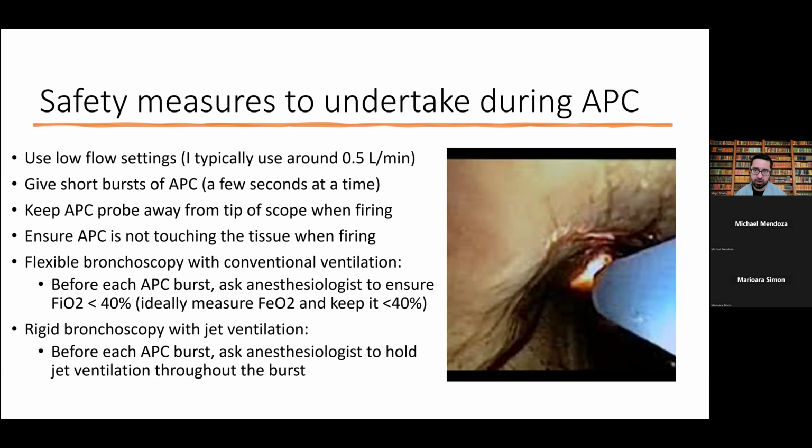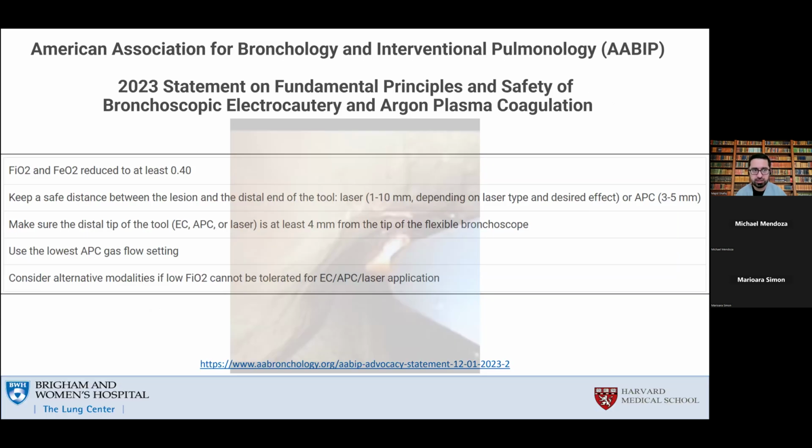So when you're firing, there should be absolute cessation of jet ventilation. And last year, the American Association for Bronchology and Interventional Pulmonology also came out with a statement that you can look up online, basically talking about the same things that I talked about whenever using any of those hot therapies. So electrocautery, argon plasma coagulation, or laser, you gotta do all the things that we just talked about.